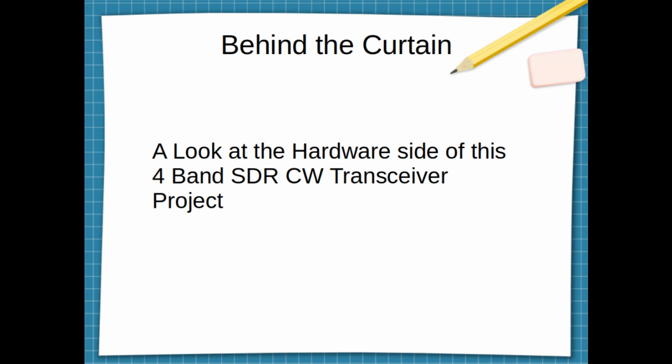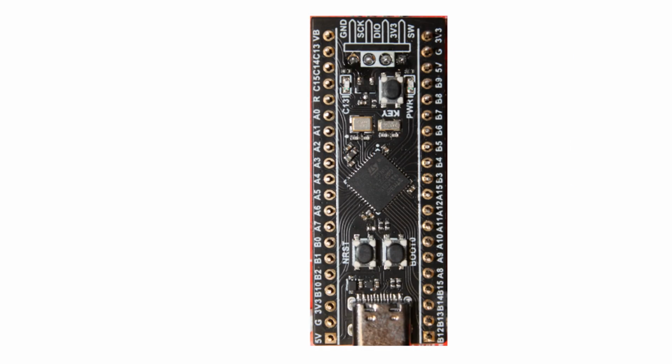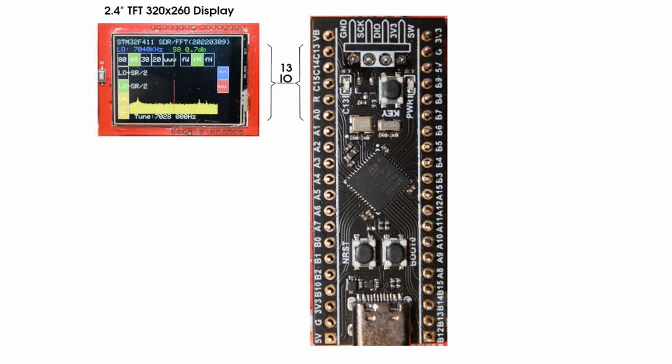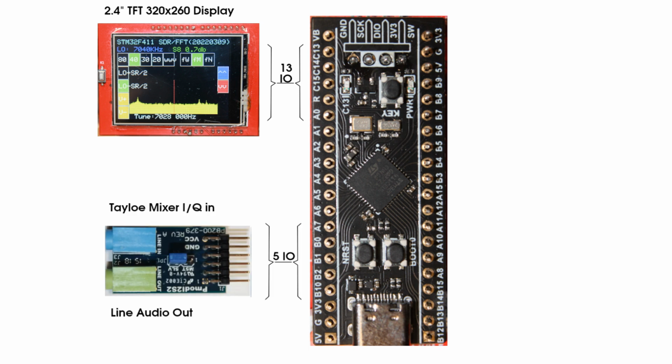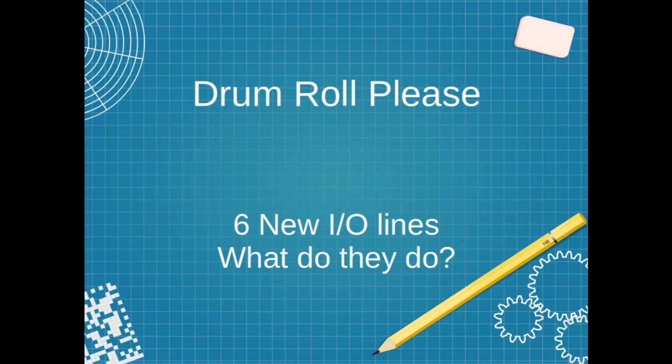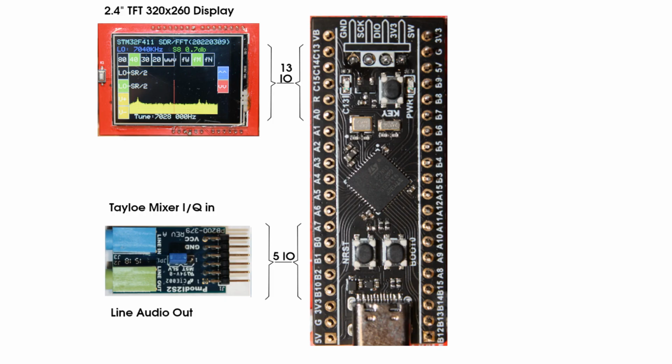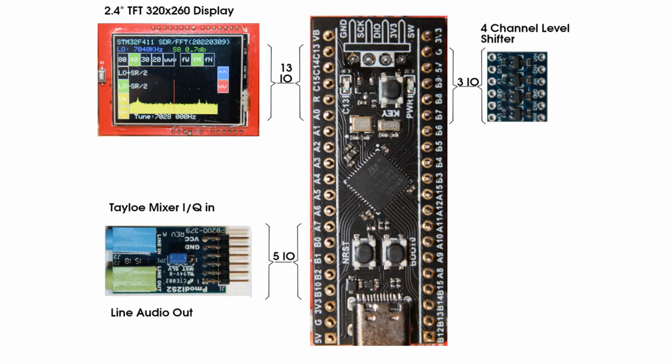Now, let's go behind the curtain and look at the hardware side of this project. Like in the first video, we still have the STM32F411 black pill doing the processing, a 2.4-inch TFT display, and an I2S 24-bit soundboard doing the IQ-in and audio out part. The new add is there are now 6 I/O lines. And to support them, a 4-channel level shifter and a 4N32 optical coupler has been added too.